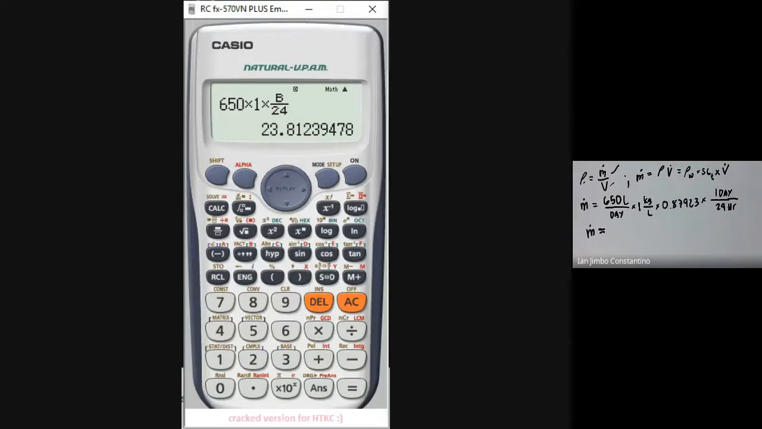So this will be in kilograms per hour. So 23.8123 kilograms per hour. So Mr. Divinagracia is correct. Very good, Mr. Divinagracia. Very good.